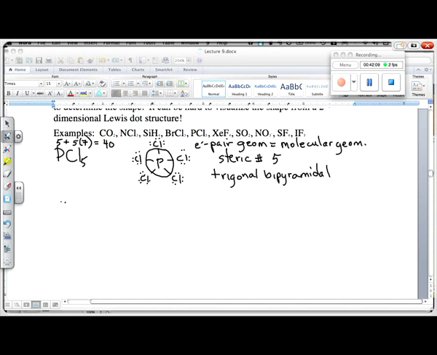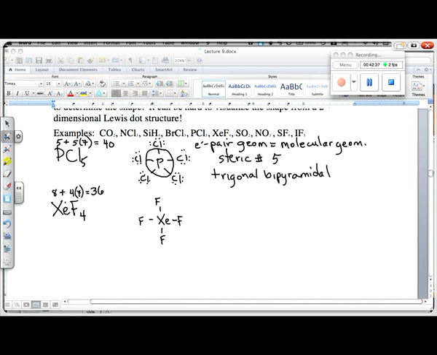Next, XeF4. All right, 8 for xenon. Yes, you can make a noble gas bond if you're big enough, like xenon, with fluorine, which is the most electronegative element on the table. 4 times 7 is 28, and 8 is 36. Right, putting xenon in the middle, connecting those 4 fluorines with dashes.